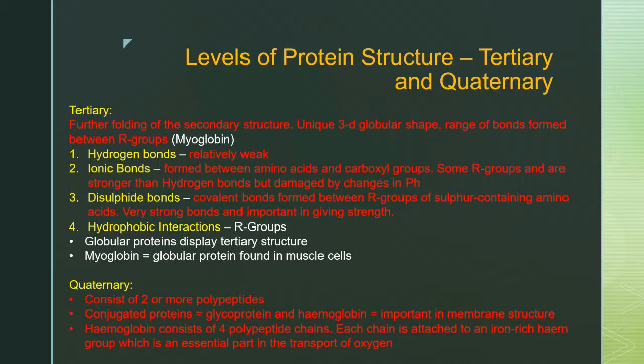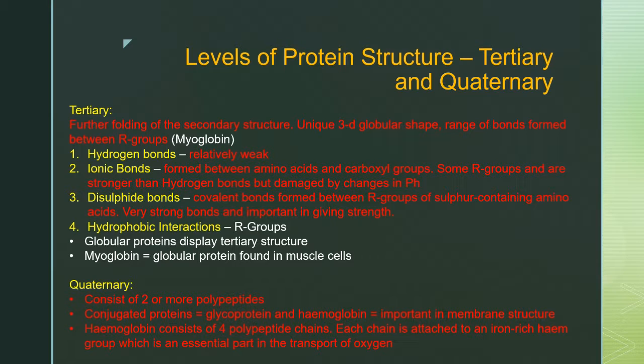Others are hydrophobic interactions, which are usually located in and around the R groups. Globular proteins also display a tertiary structure, and myoglobin is a globular protein found in muscle cells. In AS2 we'll talk more about myoglobin. The quaternary structure consists of two or more polypeptides of basically a tertiary structure, more or less.